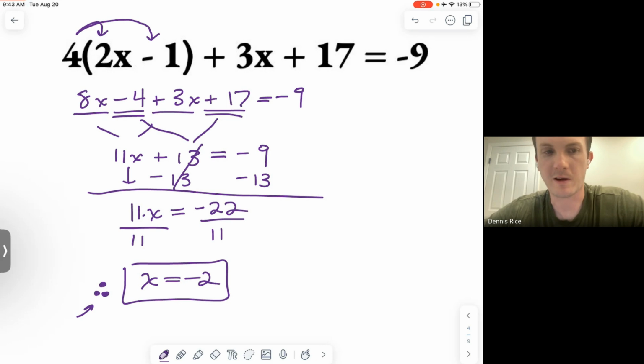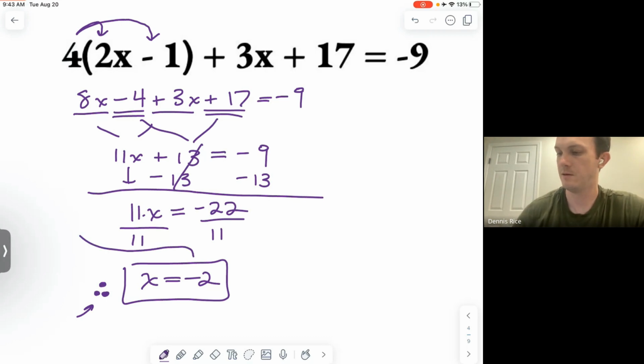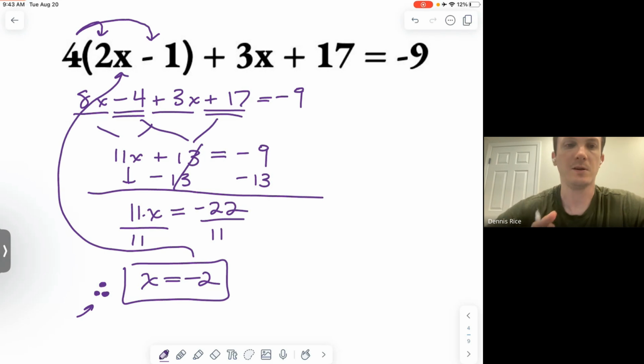If you wanted to, I'm not going to go through it here, but if you wanted to verify or check this, you could plug in a -2. Everywhere that you see an x, you replace it with what we just figured out x to be. And if you did this correctly, you should get -9 equals -9 when you do the math. If you get anything else, you messed up somewhere. Maybe you made a negative sign mistake. Maybe you made an arithmetic mistake. But you do have that fail-safe of checking, did it work?